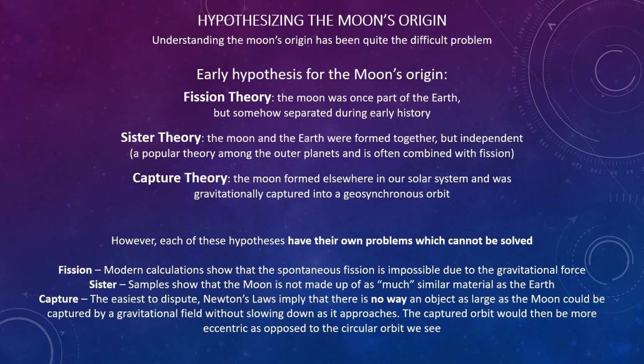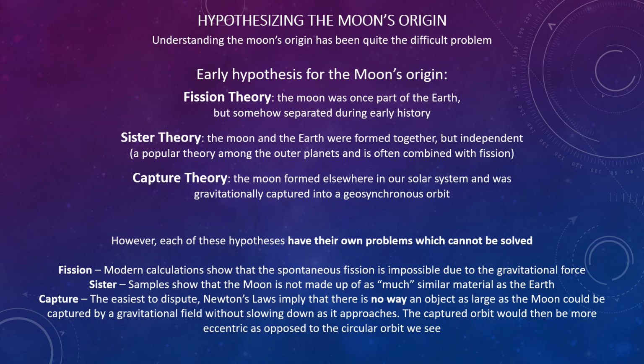Fission's problem is that modern calculations show that a spontaneous fission between two bodies of that size is impossible due to the gravitational force between objects of such large, similar masses. There's also a problem with the sister theory: samples show that the moon is not made up of as much similar material as the Earth. If they formed together, they would be much more similar in their composition.